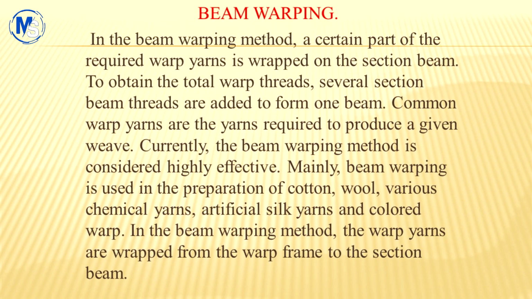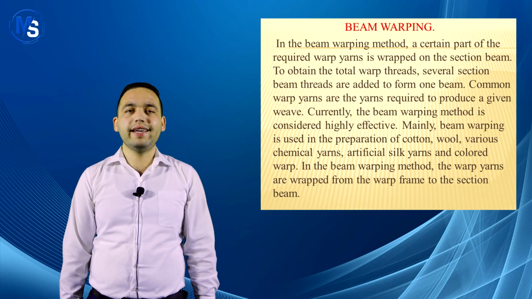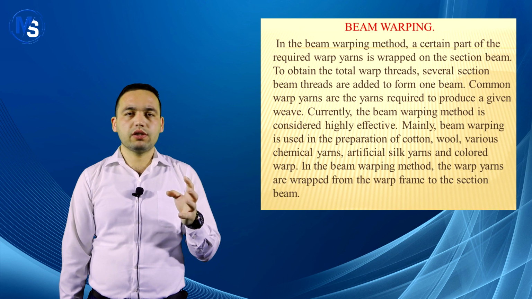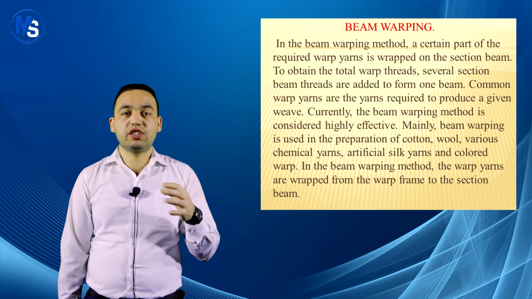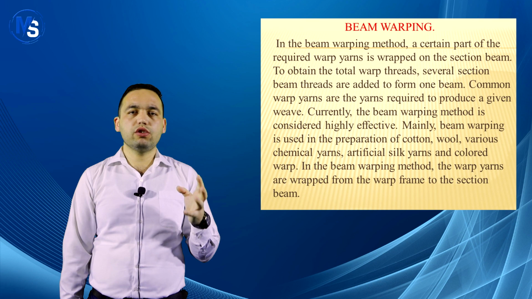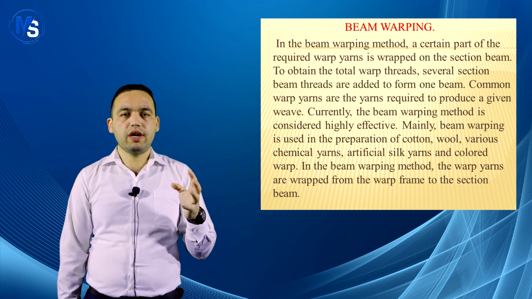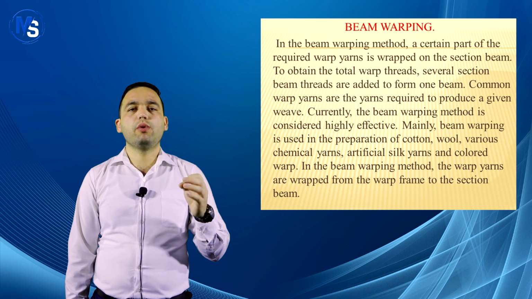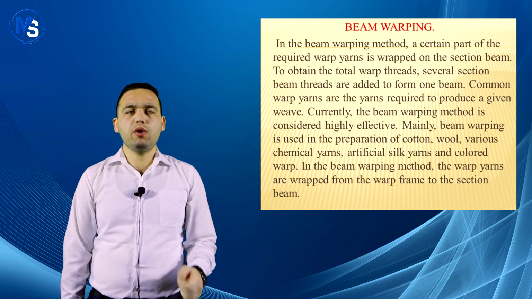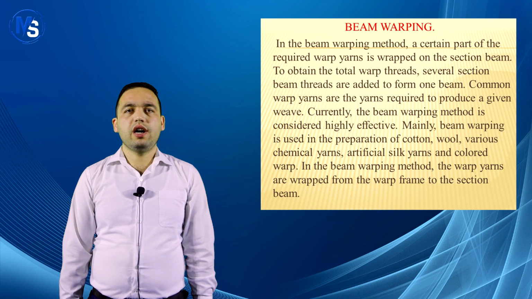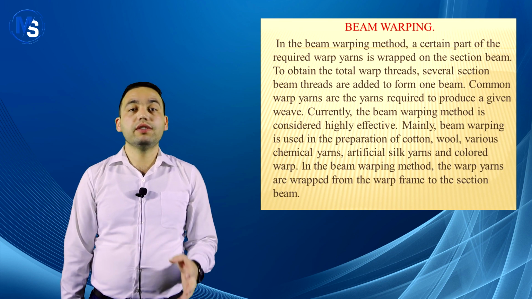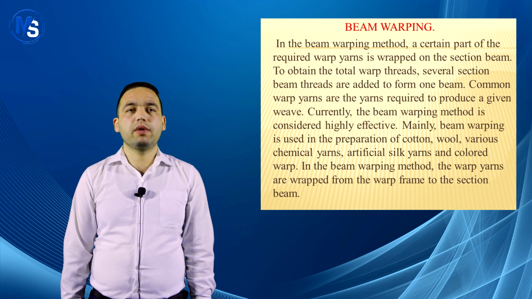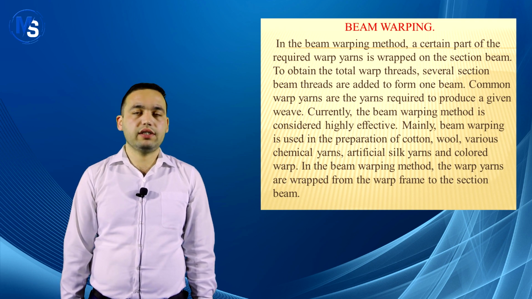If we speak about the beam warping process, in the beam warping method, a certain part of the required warp yarns is wrapped on the section beam. To obtain the total warp threads, several section beam threads are added to form one beam. The common warp yarns are the yarns required to produce a given fabric. Currently, the beam warping method is considered highly effective.